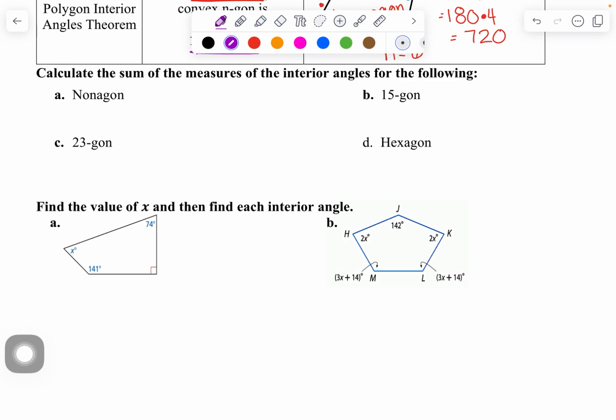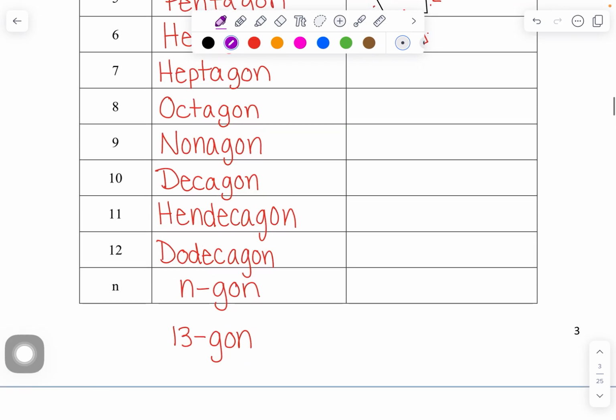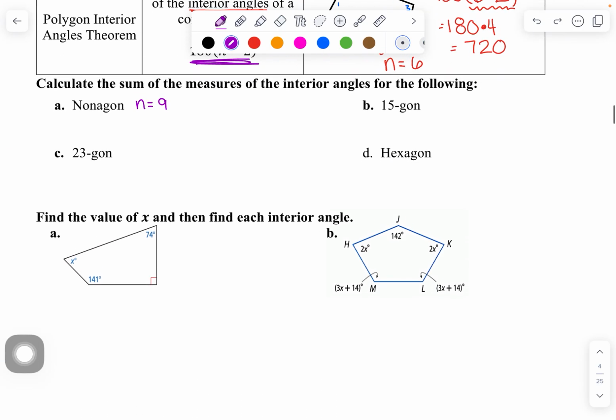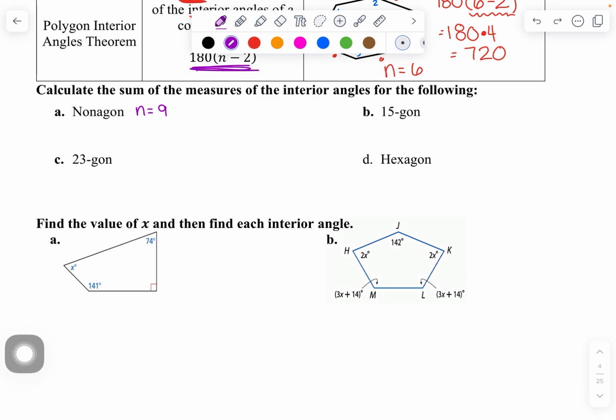Okay, nonagon. First thing you got to do is know how many sides that is. Nonagon, n is 9. How do I know that? I go up here and say, okay, nonagon has 9 sides. Your first page is your friend. So, 180 times 9 minus 2.